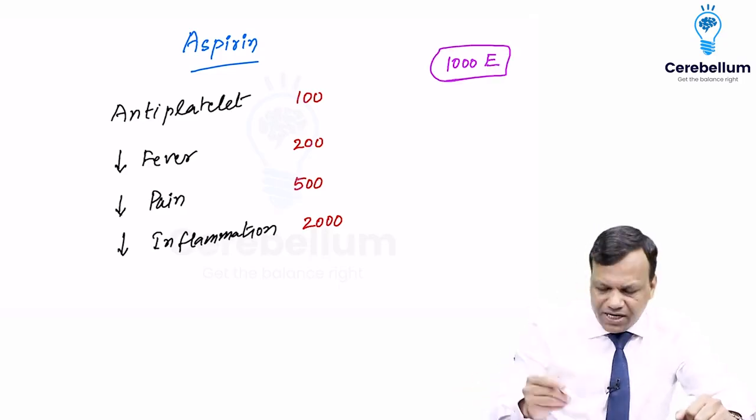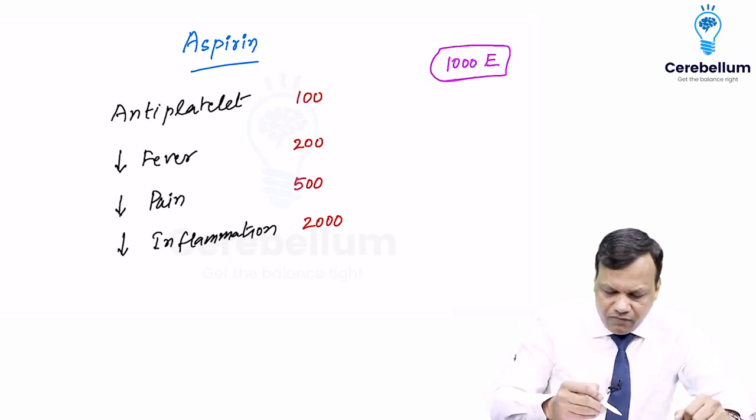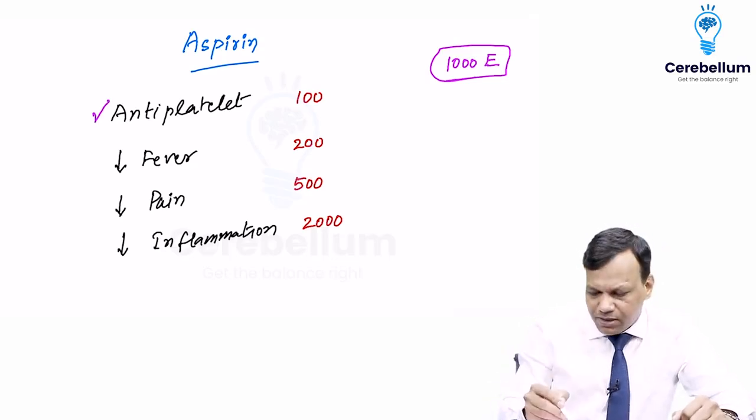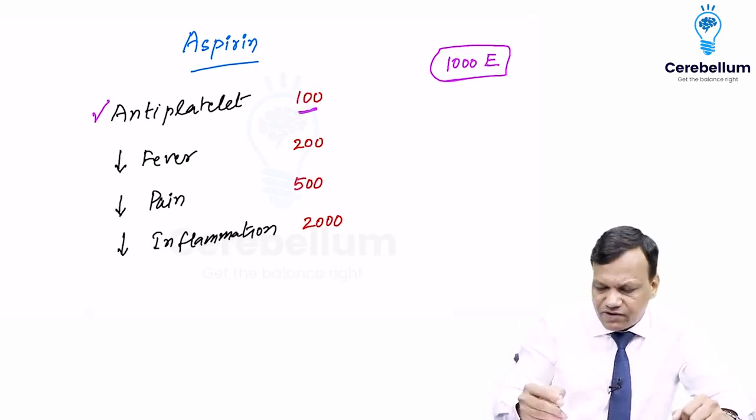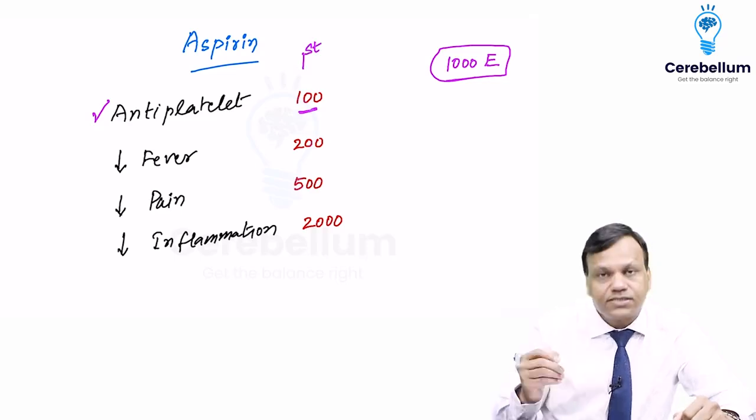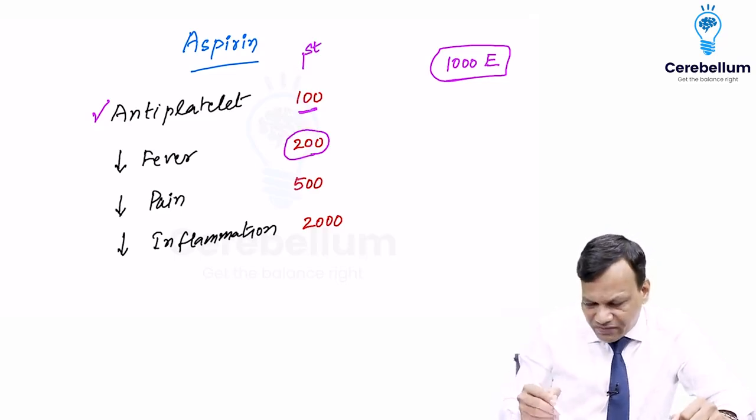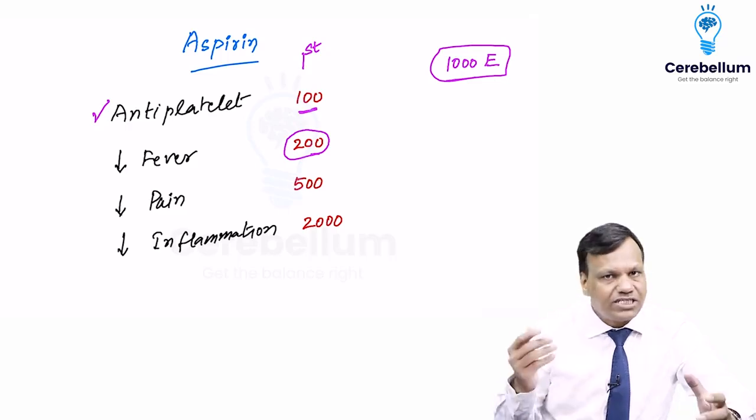So if we use aspirin as an antiplatelet drug, which kinetics will it follow? Remember, the number of drug molecules is less than the enzymes, so it will follow first order kinetics. If we give it as an antipyretic, which kinetics? Still first order, because enzymes are more.